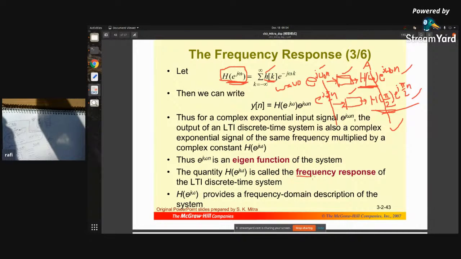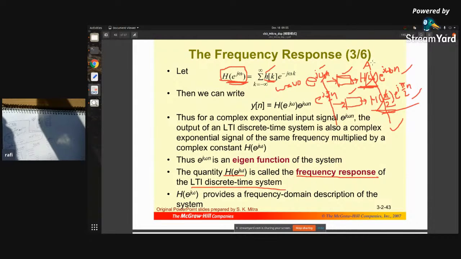That's why it is called frequency response of the system. This H of omega is called the frequency response of the LTI system, because the response of the system depends on H of omega. For each and every frequency, it tells how the system is behaving.